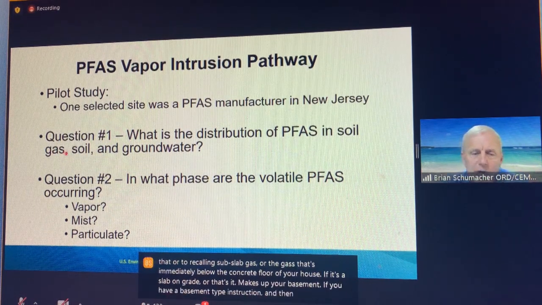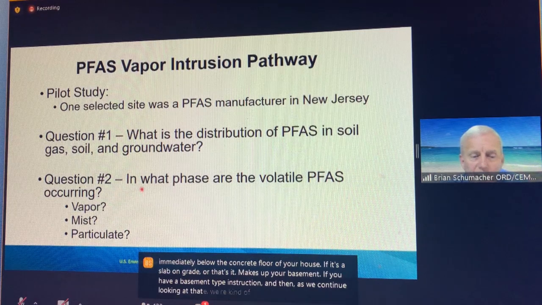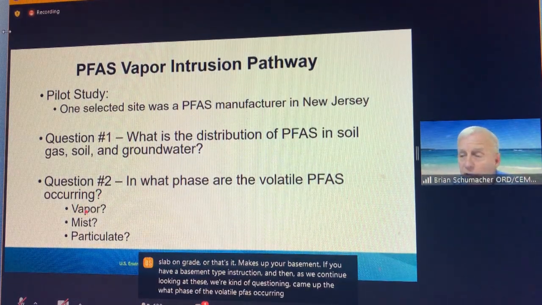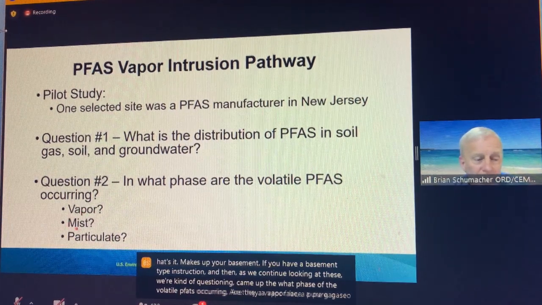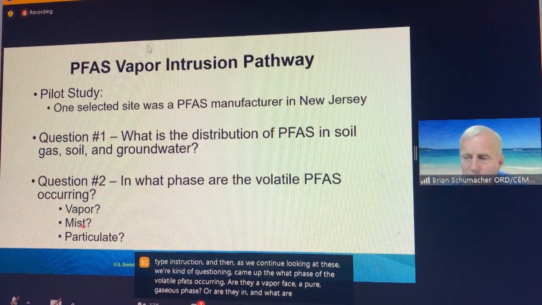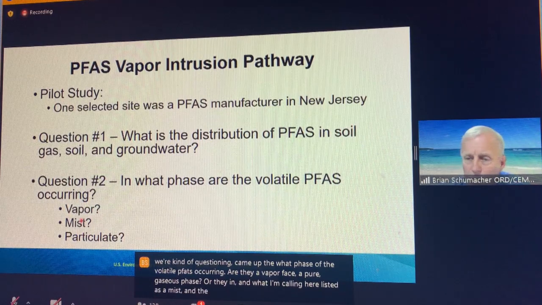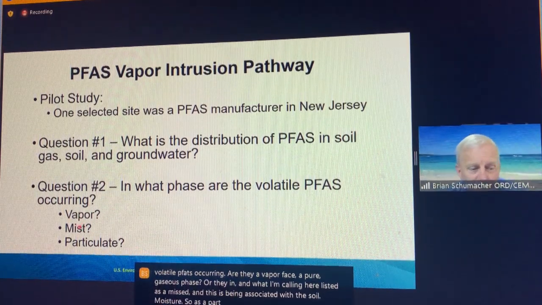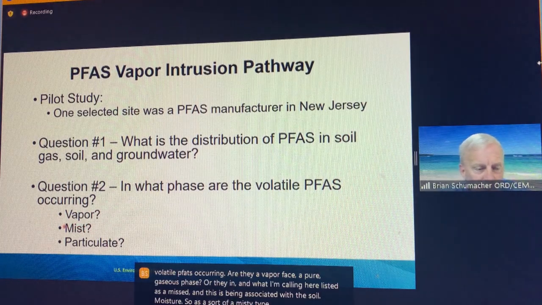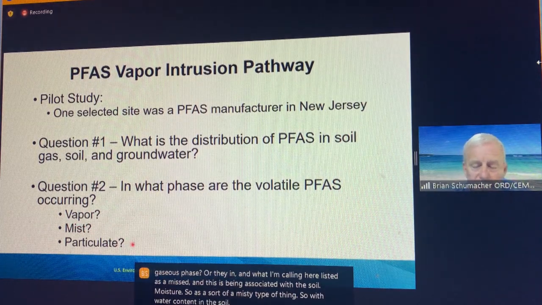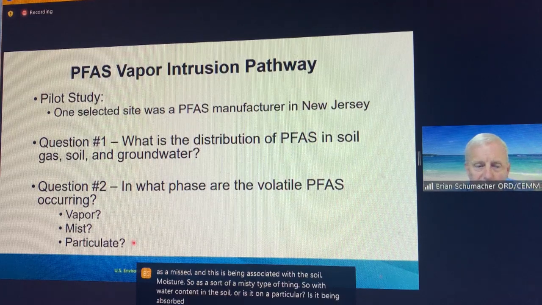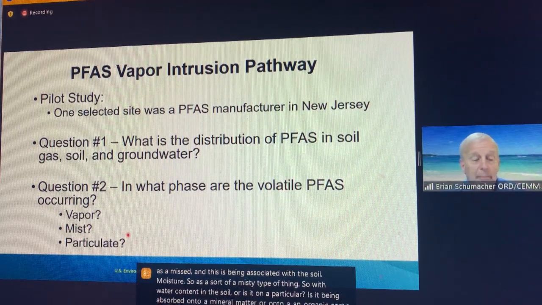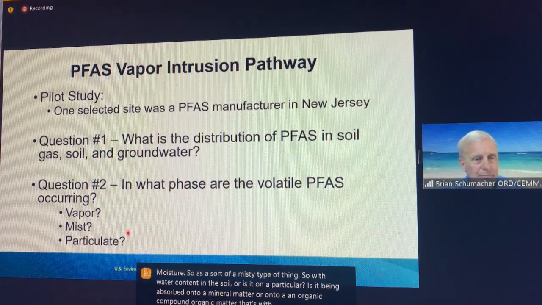And then as we continued looking at these, the question came up, what phase of the volatile PFAS is occurring? Are they in a vapor phase, a pure gaseous phase? Or are they in what I'm calling here a mist, associated with the soil moisture, as a sort of misty type of thing, with water content in the soil? Or is it on a particulate? Is it being adsorbed onto a mineral matter or onto organic matter that's within the soil?